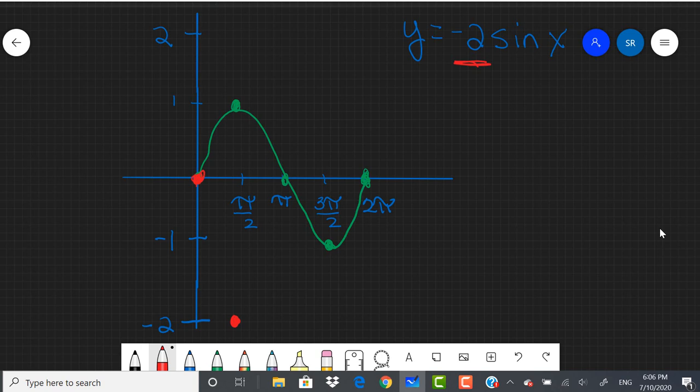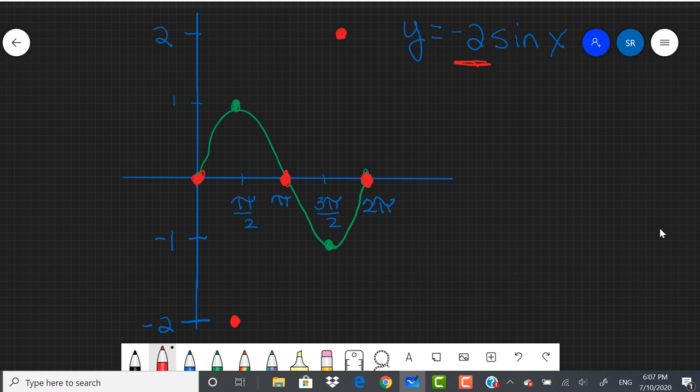And then when we put sine pi in, we know that sine pi is 0. We multiply 0 by -2, we get 0. Then 3 pi over 2, we get -1. Well, what's -1 times -2? That's going to bring me up here to +2. And then at 2 pi, we are back down here at 0.